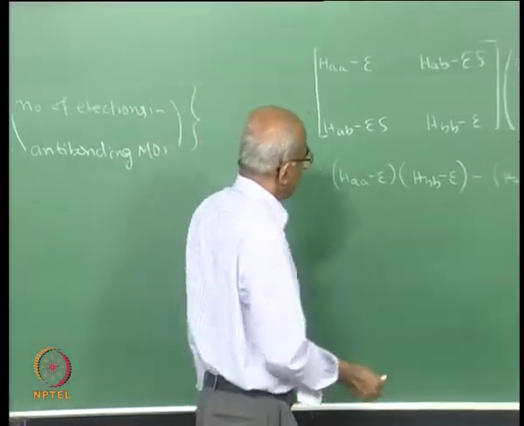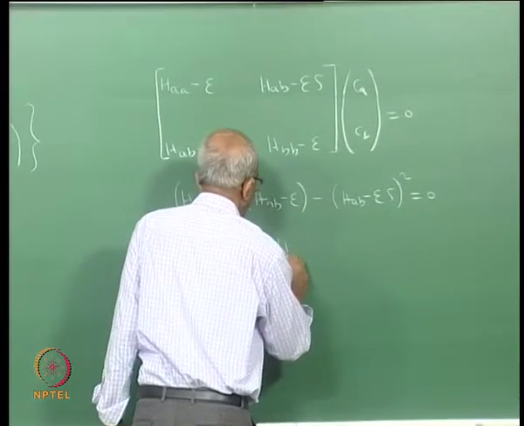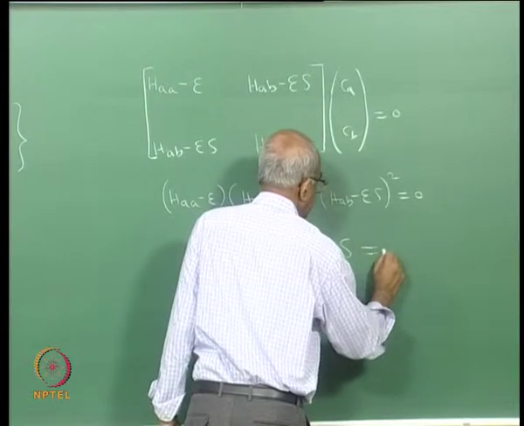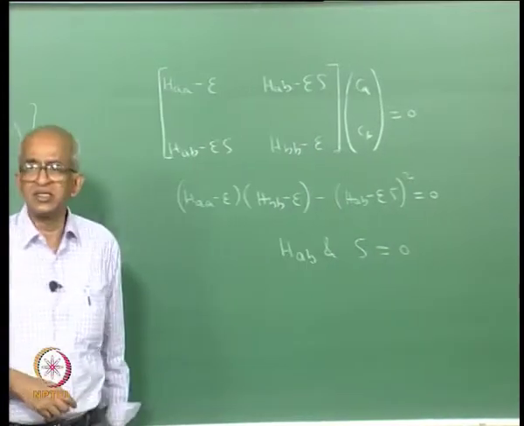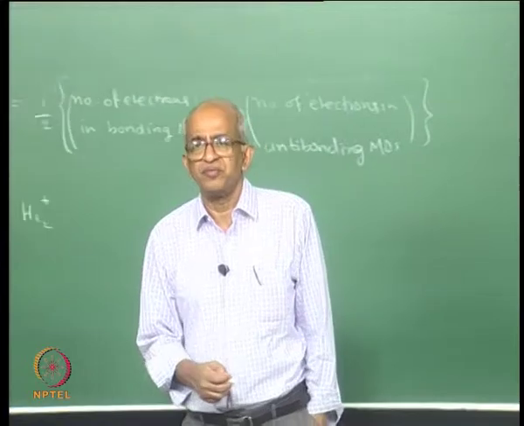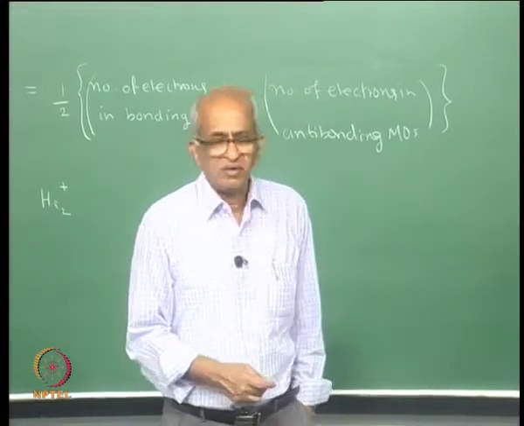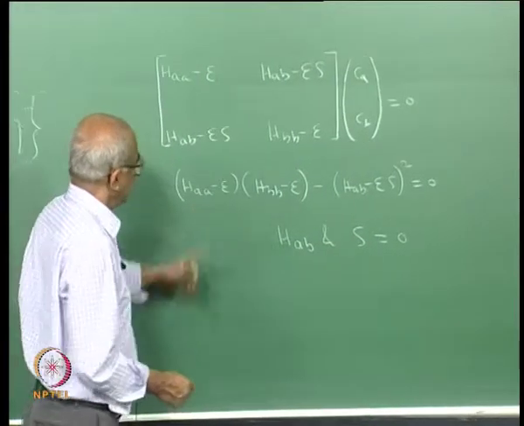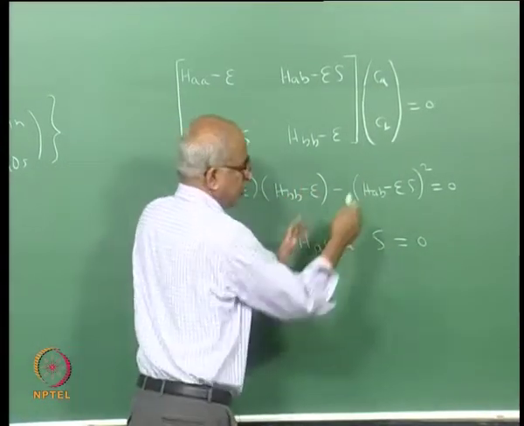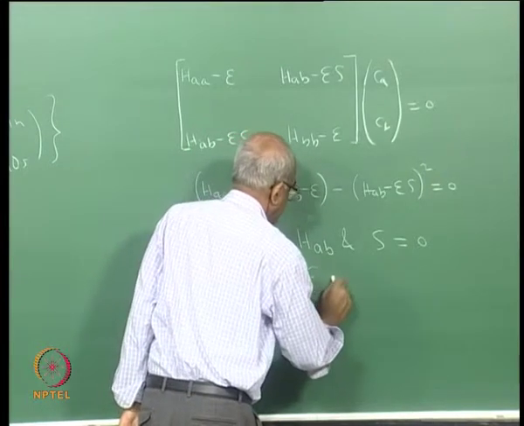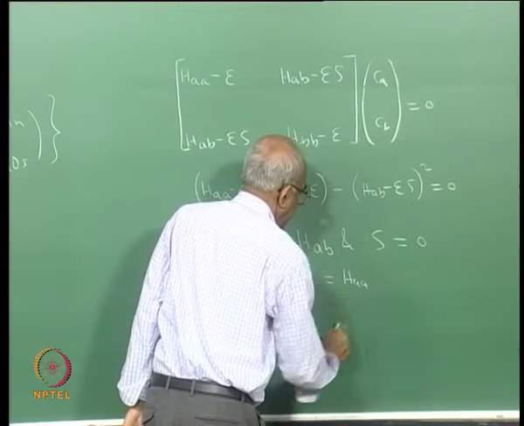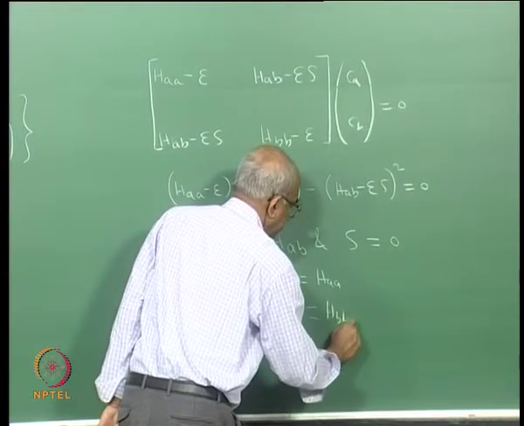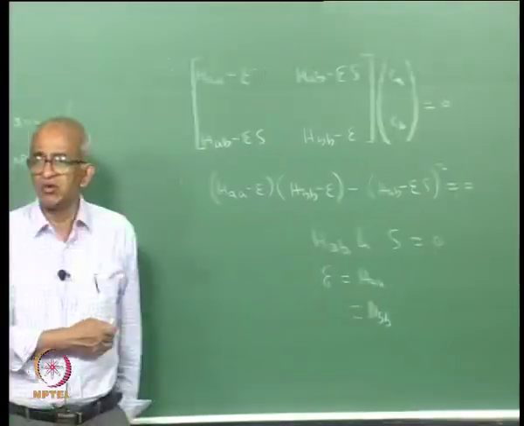But suppose you had a situation where HAB and S both are equal to 0, both of them for some reason suppose they happen to be equal to 0. Then what will happen? This term will actually be equal to 0, and then you will have this product equal to 0, which means that script E will be equal to HAA, and the other possibility is it is equal to HBB. These are the two roots of my equation.